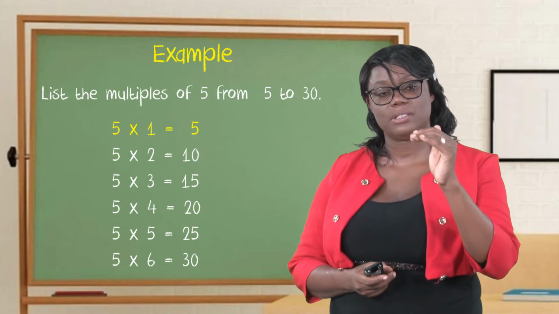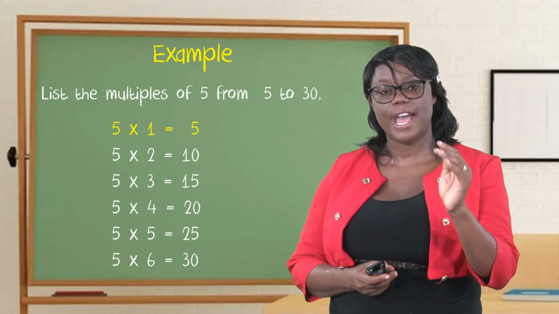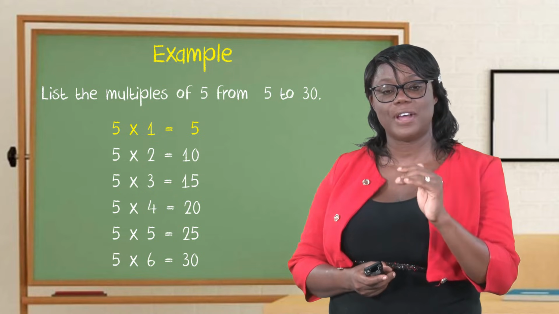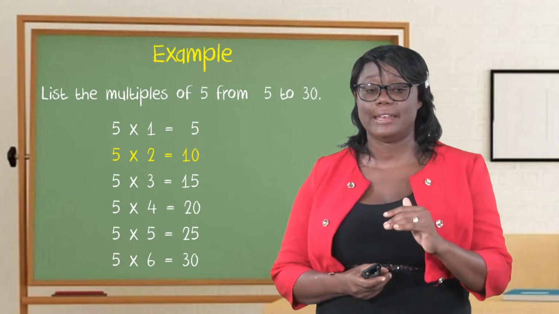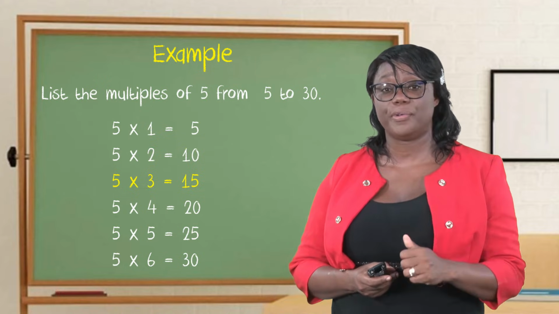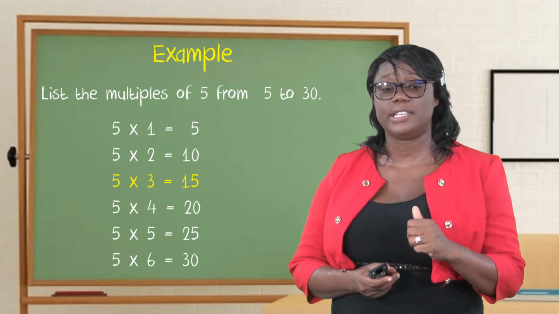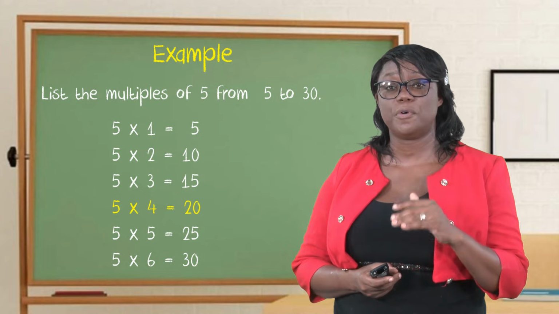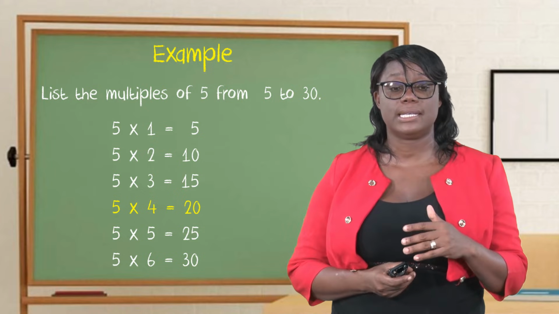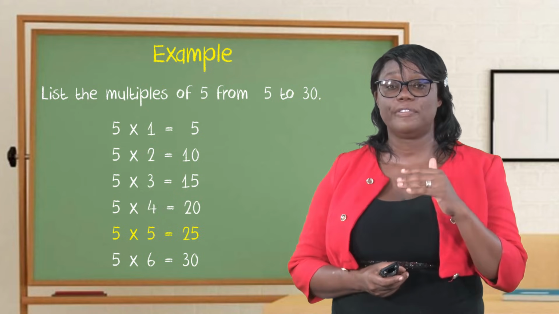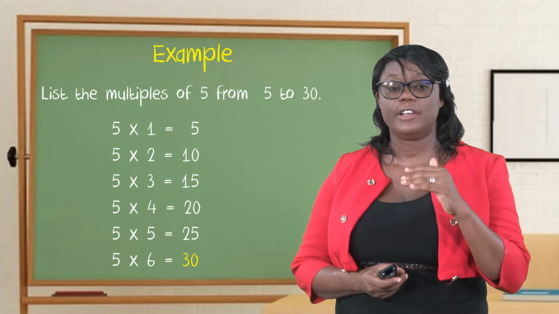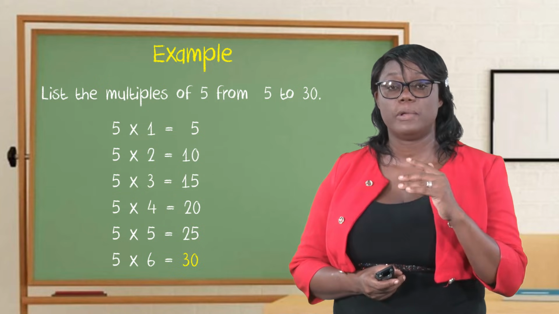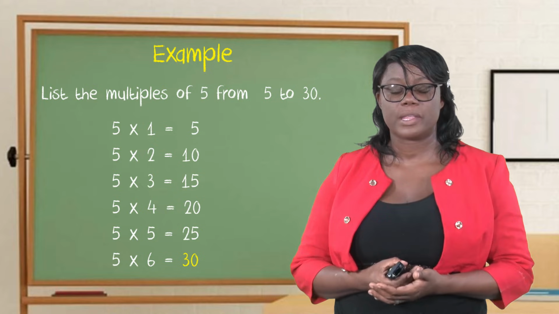5 times 1 will give us 5. 5 times 2 will give us 10. 5 times 3 will give us 15. 5 times 4 will give us 20. 5 times 5 will give us 25. 5 times 6 will give us 30.